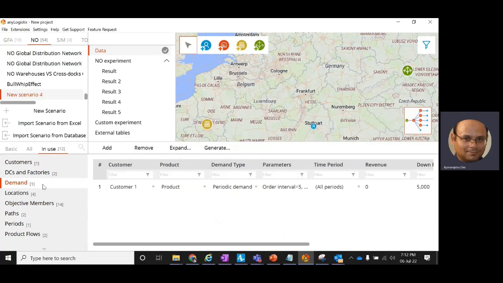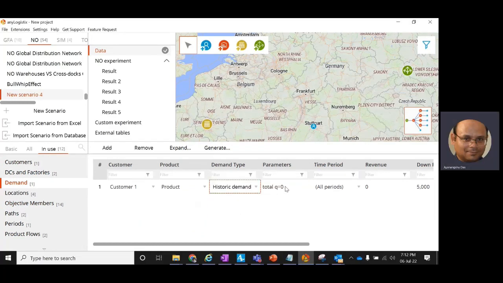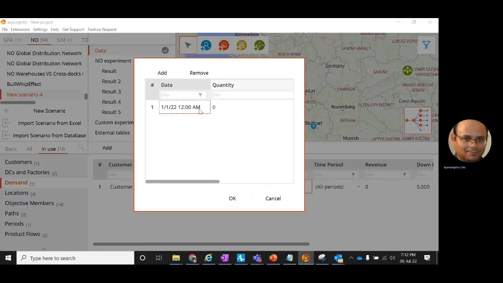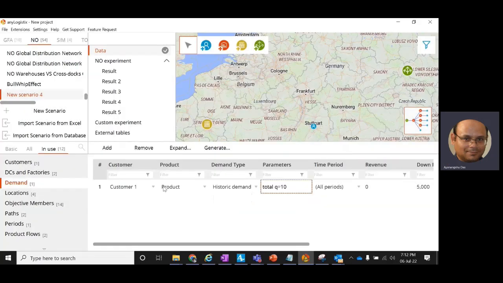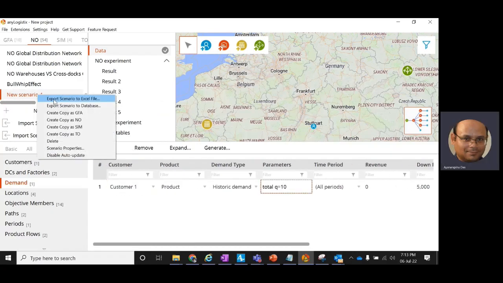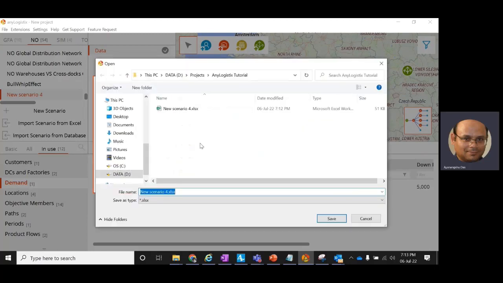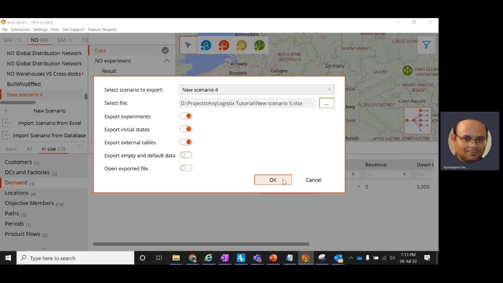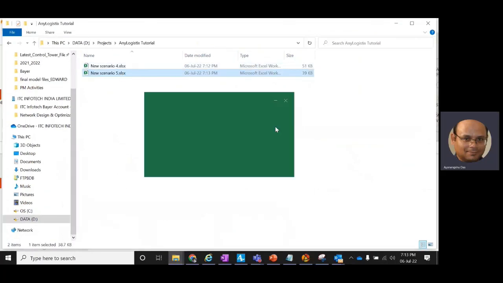So what we will do is go to the demand table and change the demand type to historic demand, and then probably we can add a quantity of 10. So what it says is that this model gets, for this customer, the demand for this product of a total quantity for the entire period for which we are running the model. We can name the file differently than what it was initially. And we can open the Excel again and check the file name.